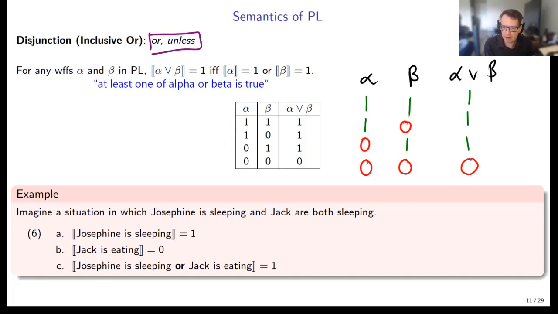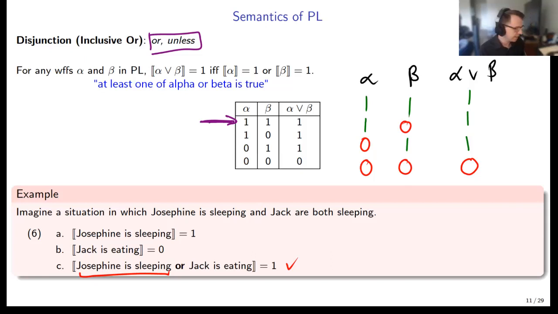So if you have some situation where Josephine is sleeping and Jack is sleeping, and we have some statements like Josephine is sleeping, that's true. Jack is eating, that's false. And we ask, is Josephine sleeping or Jack eating? Yeah, we can say that's true because at least one of these 2 things is true. Josephine is sleeping. So yeah, this or statement is true. Okay, so this is called inclusive or because this first row is true. It's inclusive or because it can be true when both alpha and beta are true.